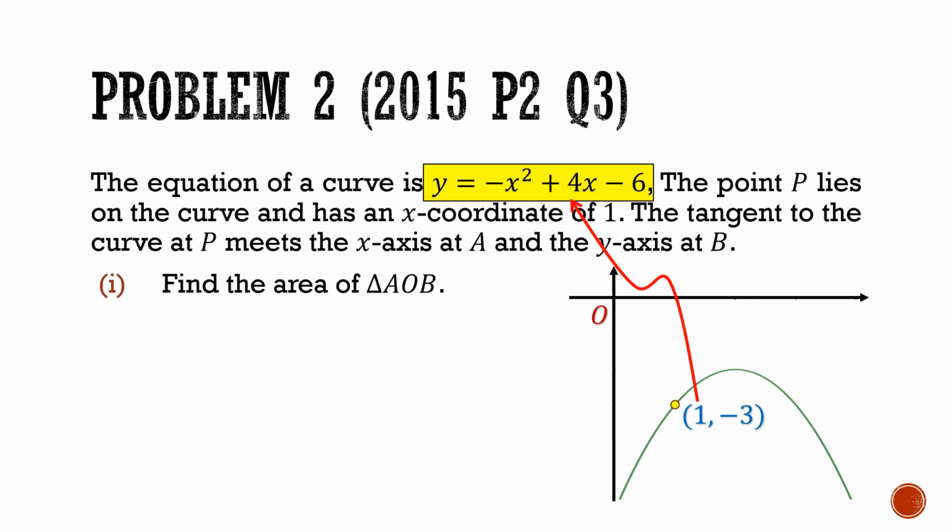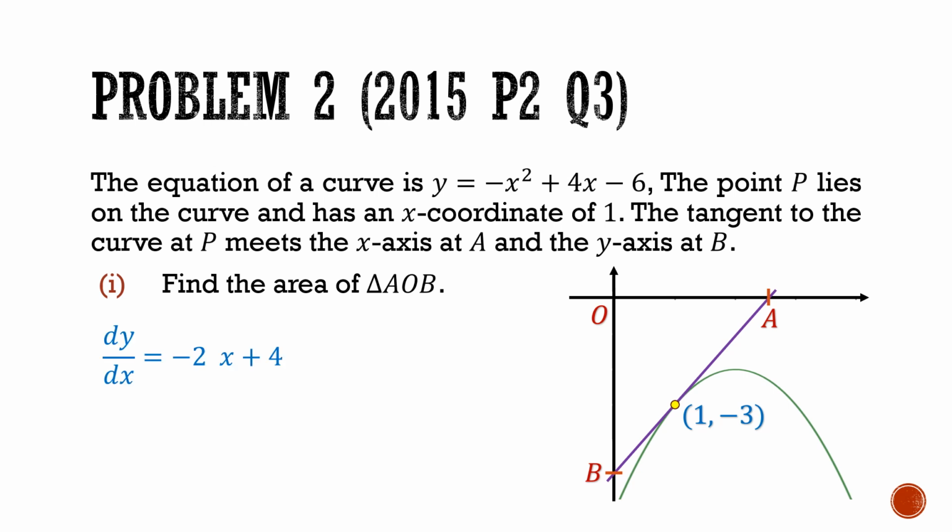Now let's construct the purple tangent to the point P, and that intersects the x and y axis at points A and B respectively. We'll find the gradient function that tells us the gradient of that purple tangent. So we'll differentiate the equation in y. That gives us dy/dx equals -2x plus 4. And we sub in an x value of 1. That tells us that the gradient of the purple tangent is 2.